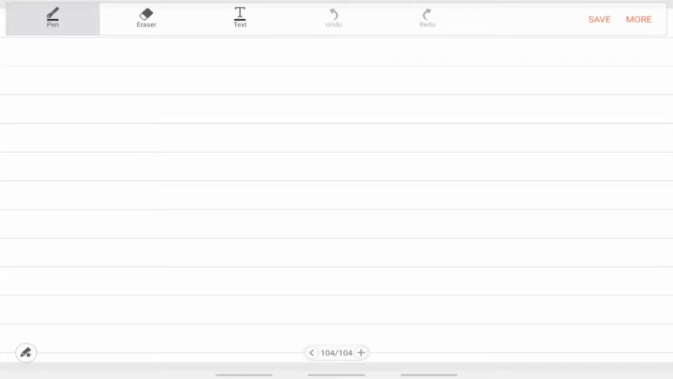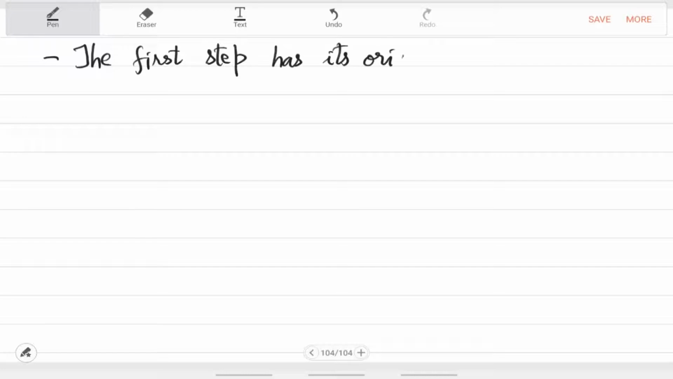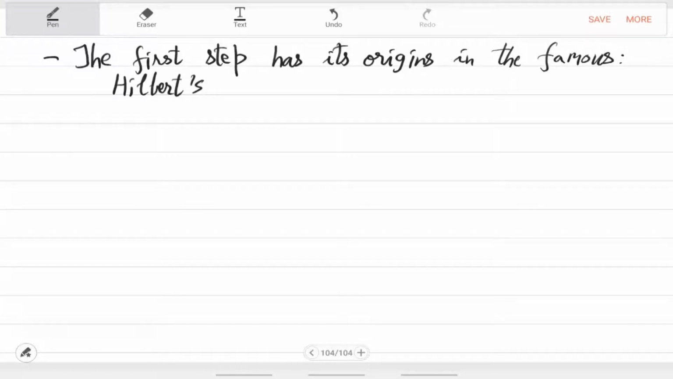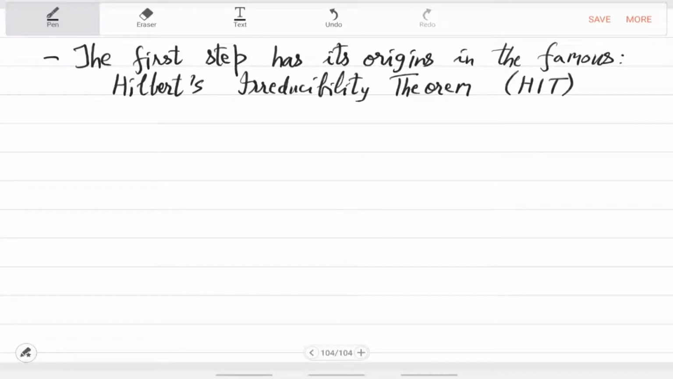Okay. So the first step is an independently interesting theorem in algebra with a big name. The first step has its origins in what is called Hilbert's irreducibility theorem. So we can call it HIT. Hilbert proved this theorem, which we'll probably modify. The modified version is this.